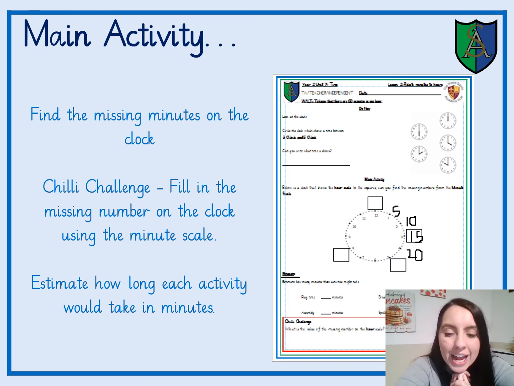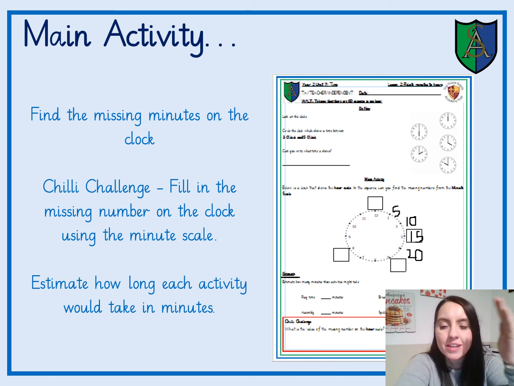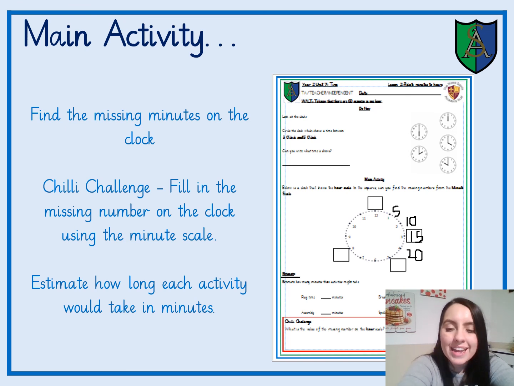And down on the chilli challenge, you're going to be doing something similar to what you were doing in your main activity, but I'm just going to challenge you that little bit further. So rather than doing the scale of the minutes around the clock, you're going to be focusing on the hours. So remember, when it's the hours, it's the bigger numbers that we can see. And remember, the scale for that is we're counting up in ones because it goes from 1 all the way around the clock until it gets to 12. So have a little go and see how you get on at putting in the hour scale as well for the ones that are listed on the bottom of your worksheet.